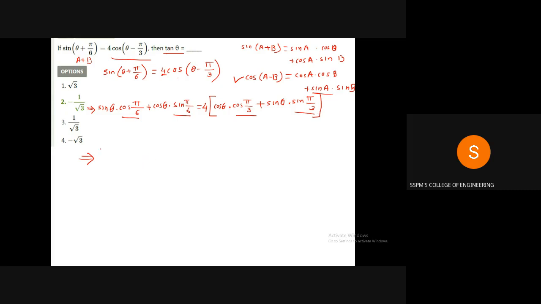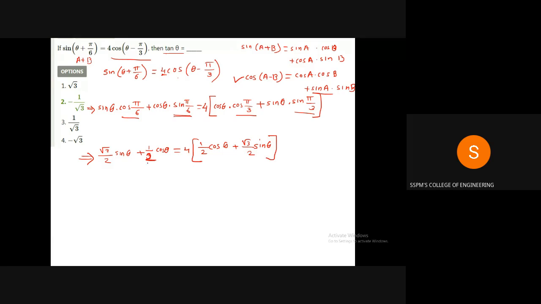What is the value of cos pi by 6? It is root 3 by 2 into sin theta, plus sin pi by 6. What is the value of sin pi by 6? Pi by 6 means 30, so sin 30 is 1 by 2, so 1 by 2 cos theta is equal to 4 into bracket cos theta into cos pi by 3. What is the value of cos pi by 3? It is equal to half, so half cos theta, plus sin pi by 3 is root 3 by 2 sin theta.